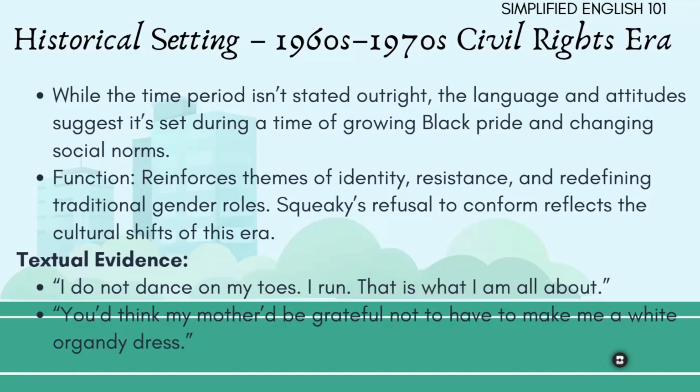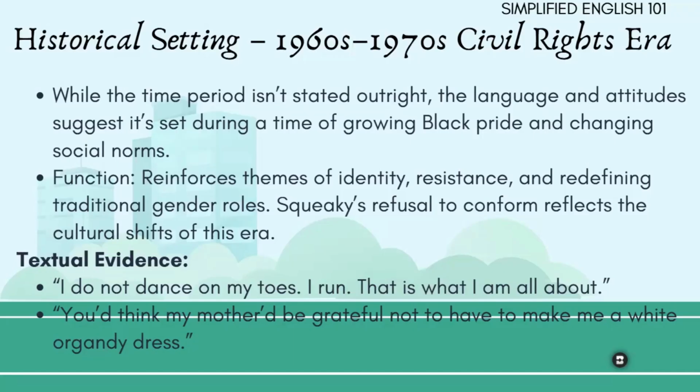She isn't about to conform to anyone's expectations. She says things like, "I don't dance on my toes, I run. That is what I am all about." And she refuses to dress up for the May Day race dance like all the other girls. She makes it clear when she says, "You'd think my mother'd be grateful not to have to make me a white organdy dress." These moments reflect a broader cultural shift. Young people, especially at that time, Black girls, were pushing back against tradition and choosing their own path.